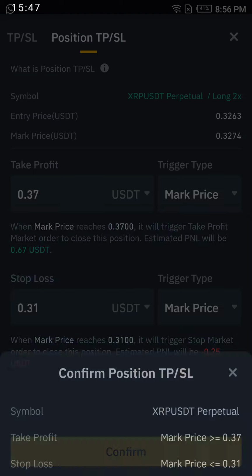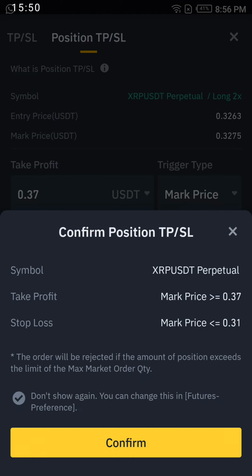So whether I'm online or I'm offline, look at it. Symbol, take profit 0.37, stop loss 0.31. So if I'm offline and this price reaches 0.37, the app will close my order and keep my profit. If I'm offline, the same thing. If the price reaches 0.31, it will close my order and keep my remaining balance and take away the little loss.